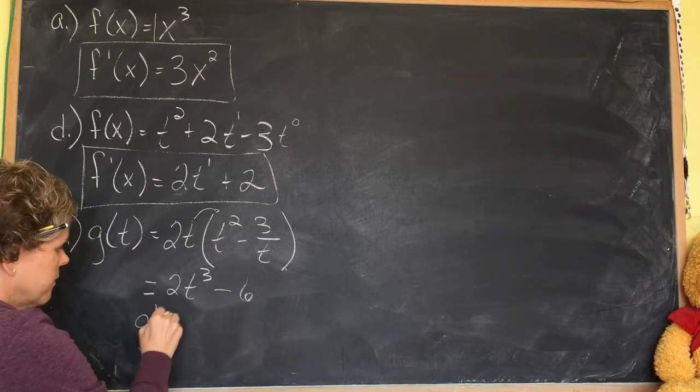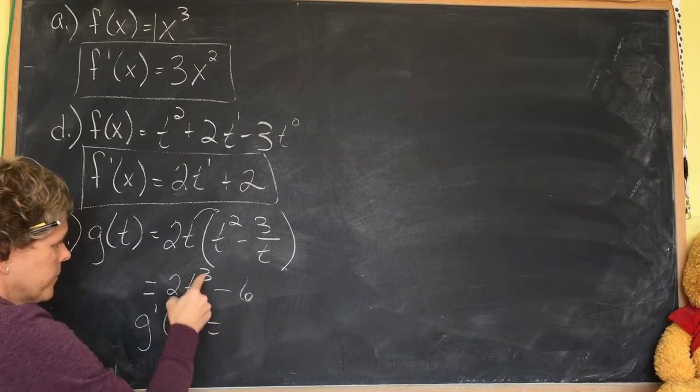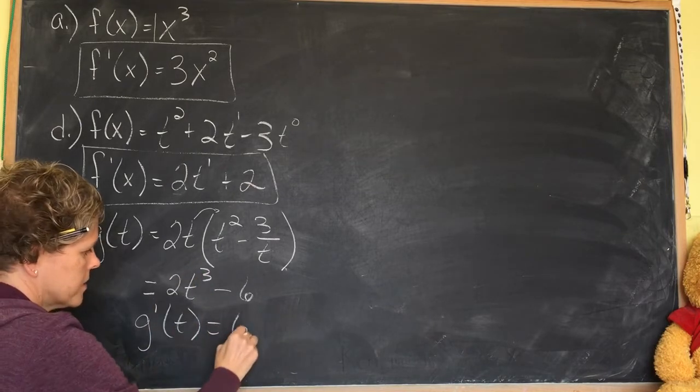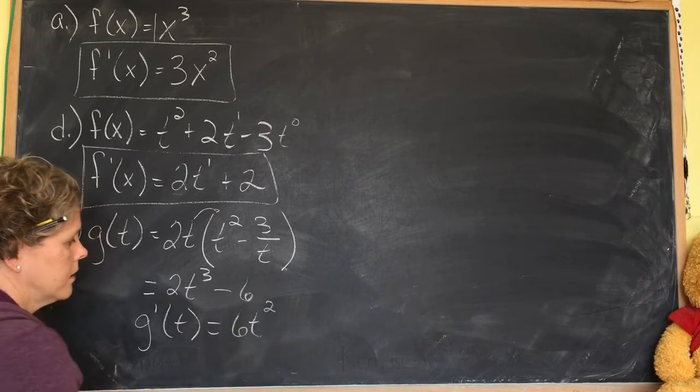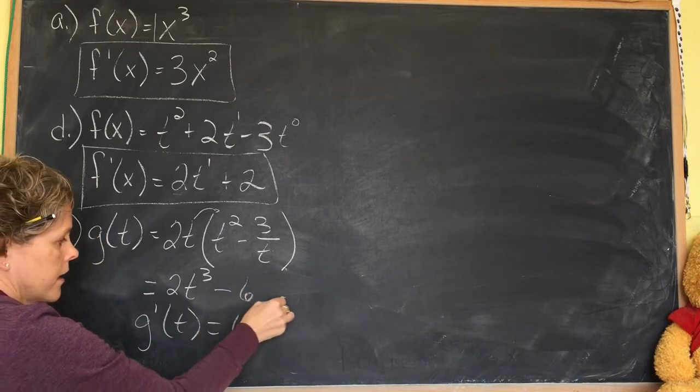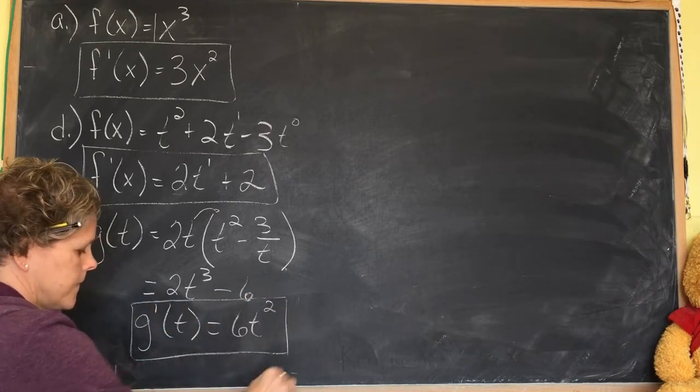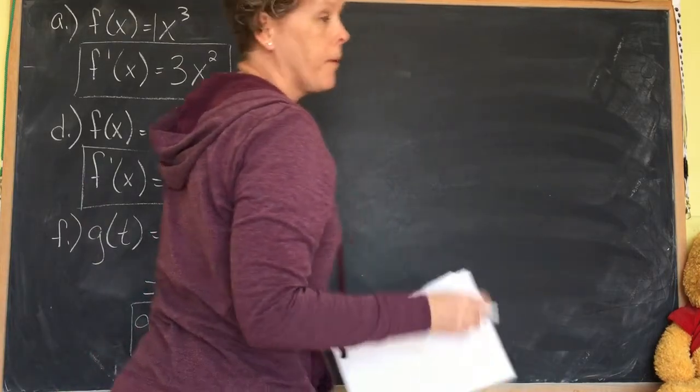So let's take the derivative of that. If I power this down, that becomes 6t squared. That's a constant, so that goes away. Let's go back up and pick up part B.